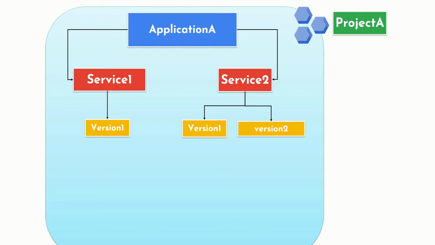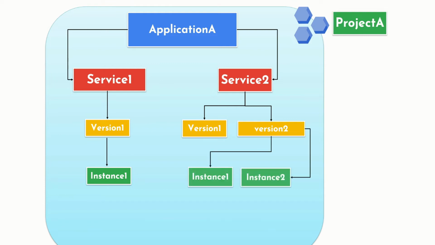And you could choose to split traffic between the previous version and the new version, or you could just migrate the traffic as well. You could roll back from one version to another. We'll see that in the demo section. And each version could have multiple instances serving the traffic. Version 1 is running on instance 1. However, version 2 of service 2 is running on instance 1 and 2.